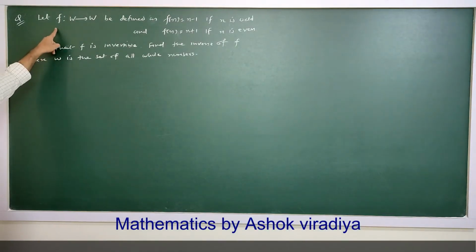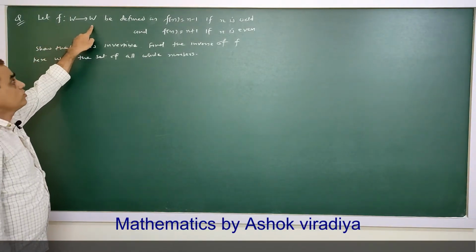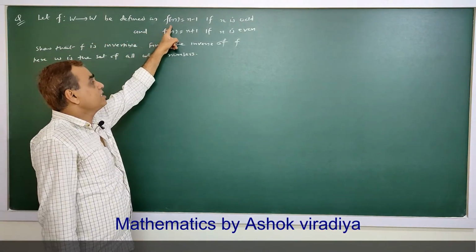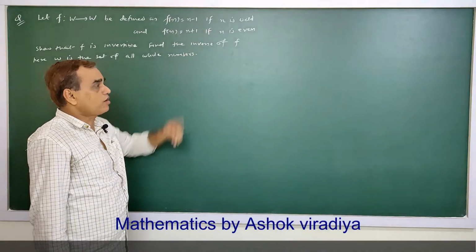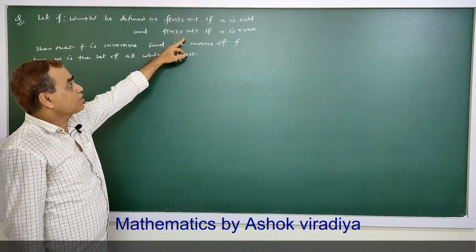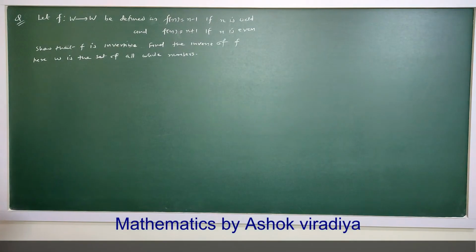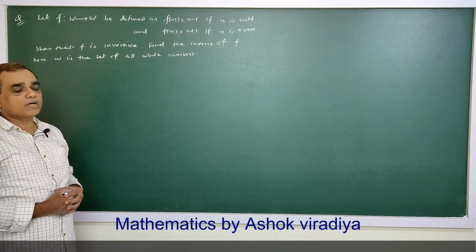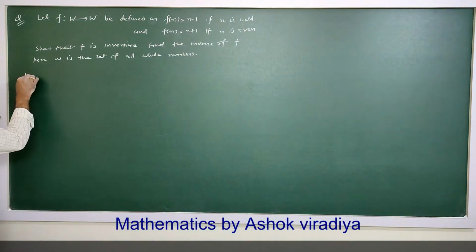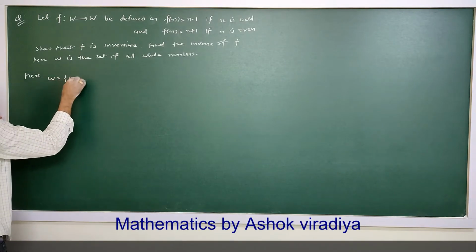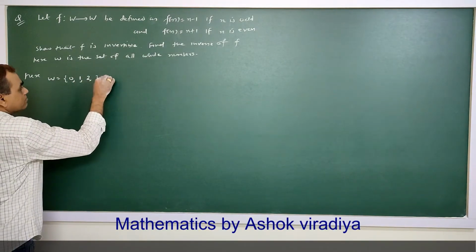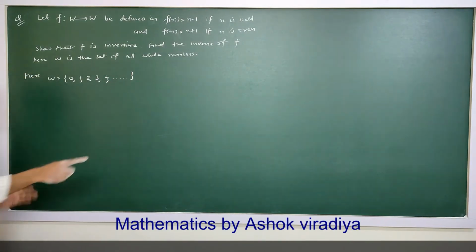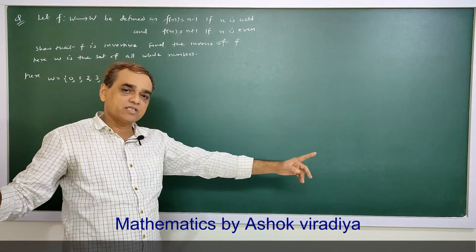Let f from W to W be defined as f of n is equal to n minus 1 if n is odd, f of n is n plus 1 if n is even. Show that this function is invertible, and find the inverse of f. Here W is the set of all whole numbers, that means all natural numbers including 0, that means non-negative integers.